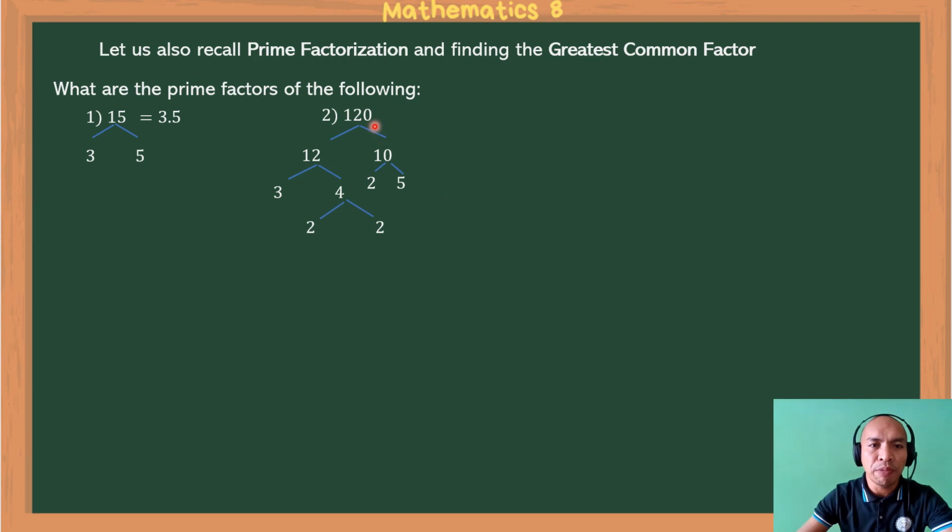Therefore, the prime factors of 120 are 2, and how many 2's? 1, 2, 3. So 2 times 2 times 2, then times 3 times 5. Or we can express this in exponential notation. There are three 2's that we multiplied, so it can be expressed as 2 raised to the power of 3. Then copy 3 times 5.